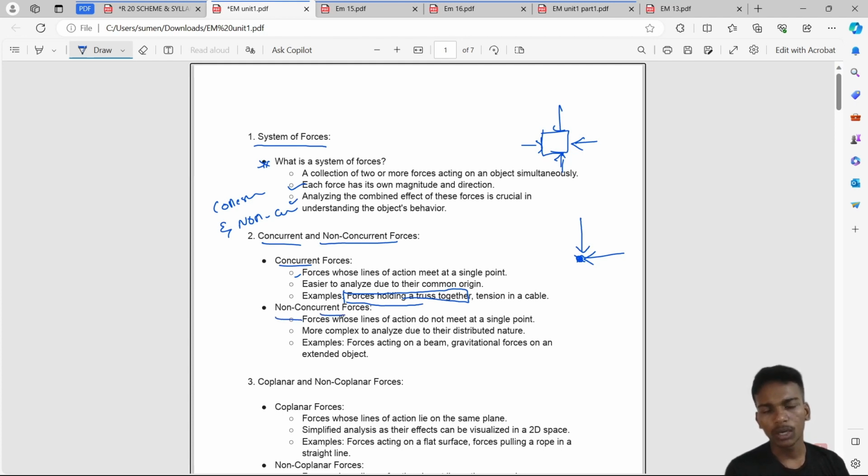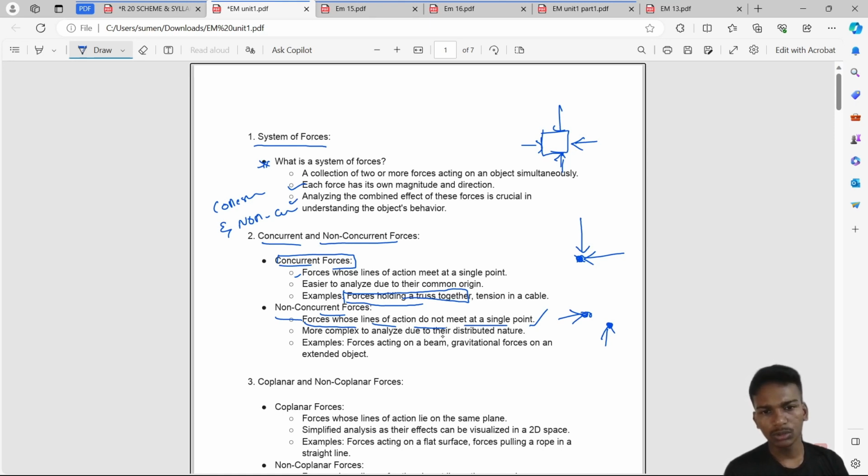And non-concurrent forces. What is meant by non-concurrent forces? As we just studied concurrent forces, by hearing the name itself, you can conclude that these are forces whose lines of action do not meet at a single point. This is for sure because concurrent means they should have the same point of contact, I mean, a single action point. So to be a non-concurrent force, it has to be different. Means every force has its own point of action. This is the point of action for this force. This is the point of action for this force.